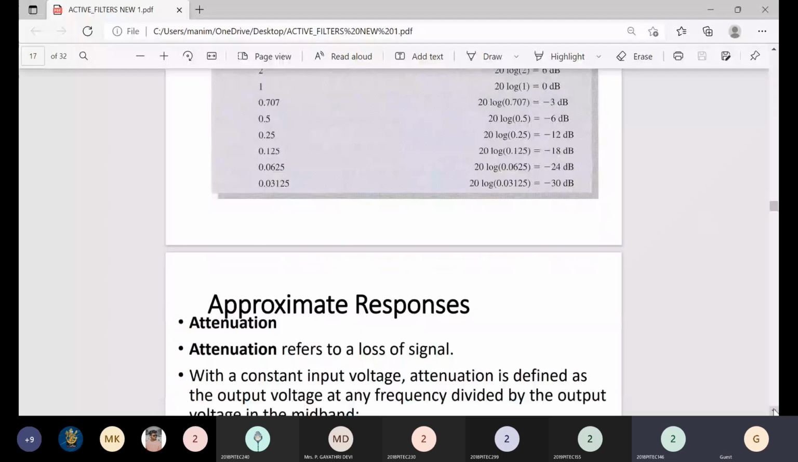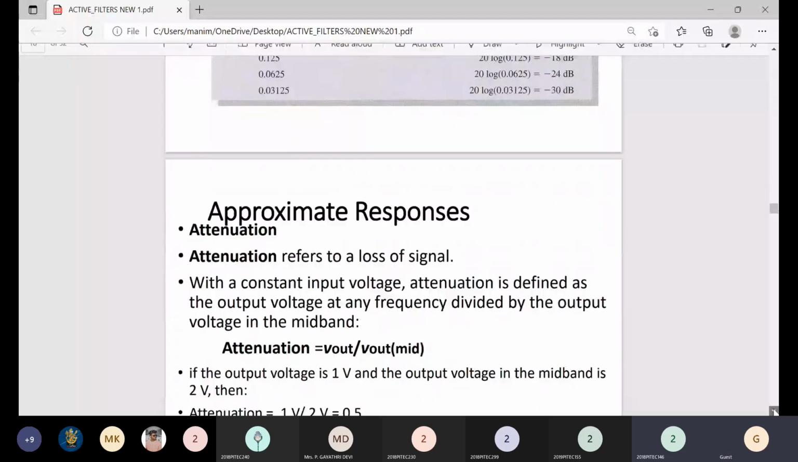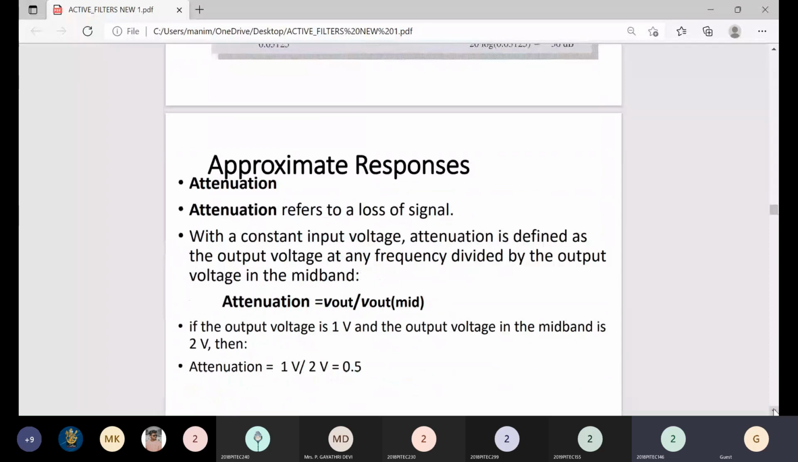Then we should know what attenuation is. Consider the low pass filter, which allows low frequency signals. From 0 to less than the cutoff frequency we have the maximum gain in the practical frequency response. Ideally, from 0 to FC we have the maximum gain. Practically we have some losses, that is, some attenuation. So we should know what attenuation is.